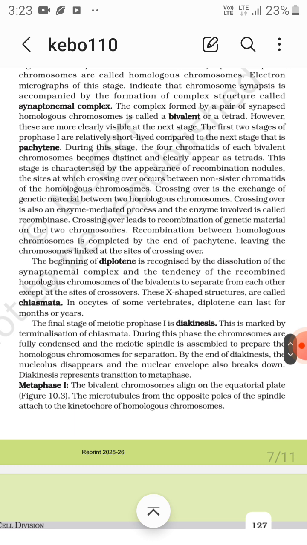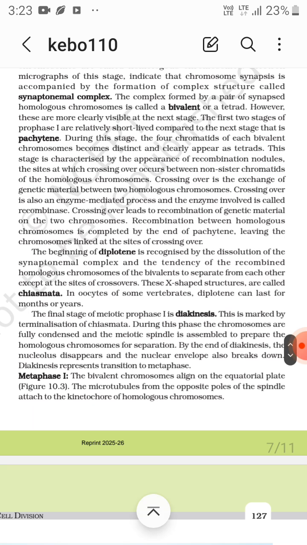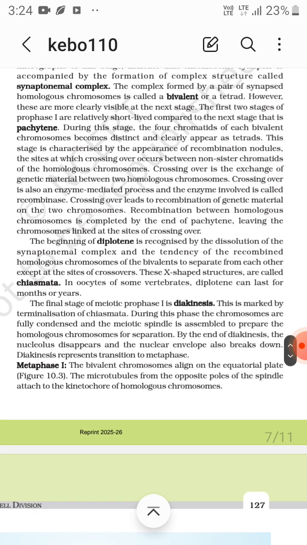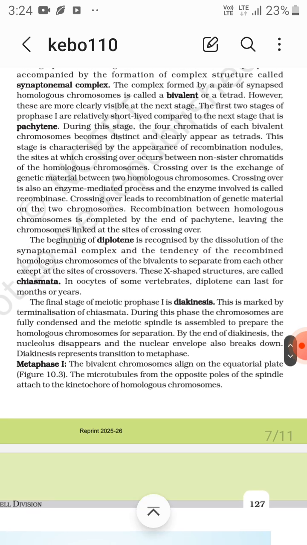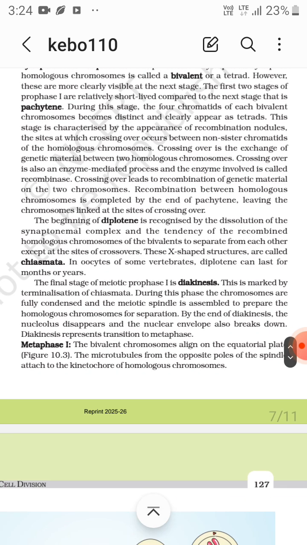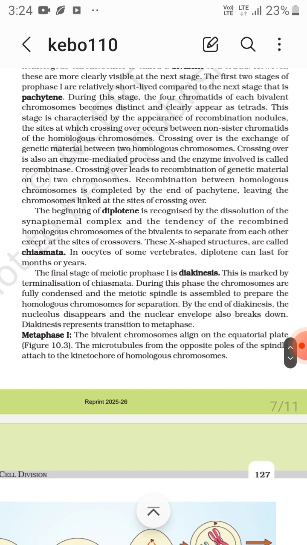Recombination between homologous chromosomes is completed by the end of the pachytene, leaving the chromosomes linked at the sites of the crossing over. Now the beginning of diplotene is recognized by the dissolution of the synaptonemal complex. You can remember D for diplotene, D for dissolution of the synaptonemal complex, and the tendency of the recombined homologous chromosomes of the bivalents to separate from each other except at the sites of the crossovers.